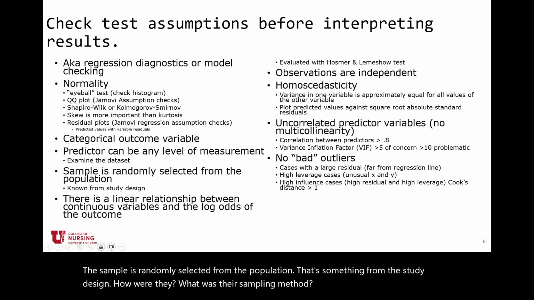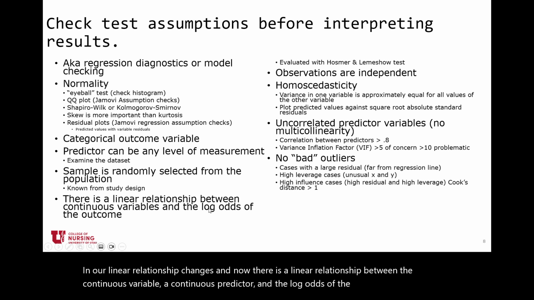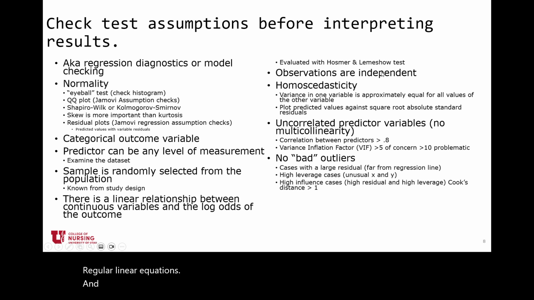And our linear relationship changes, and now there is a linear relationship between a continuous predictor and the log odds of the outcome. Just be aware there is a linear assumption. It's just that we're using logarithms now instead of regular linear equations. Observations are independent of each other. We know that from the study design.